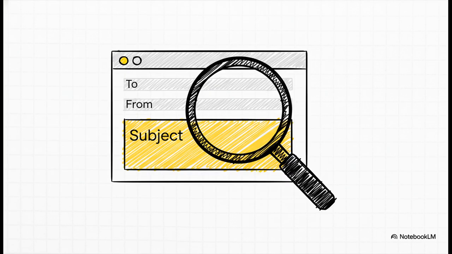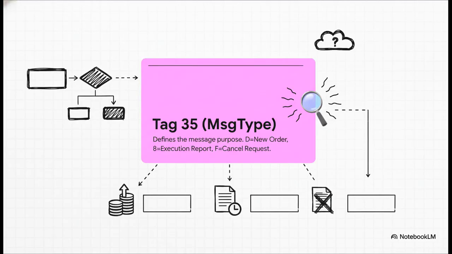Okay, now for what is arguably the single most important tag you need to find when you're digging through logs. I like to call this the subject line tag, because it tells you the purpose of the entire message in a single glance. This one is tag 35, the message type. In our example, 35=D means it's a new order single. This is your golden ticket when you are debugging.